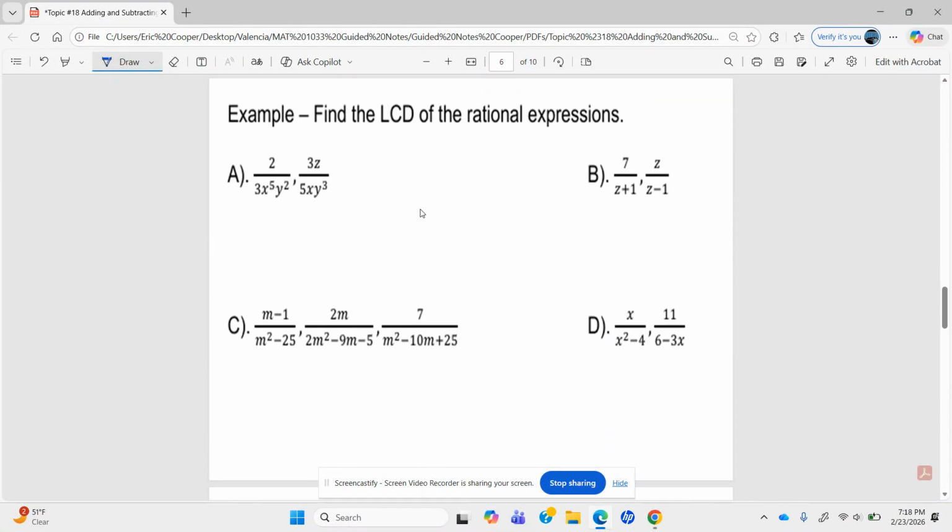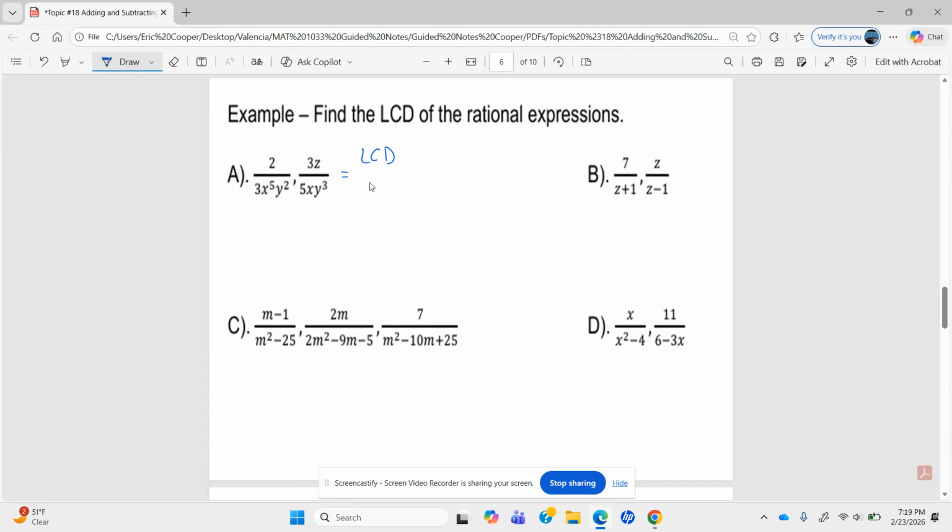Here are some examples. Here on letter A, both of the denominators are monomials. When we work with monomials, we're looking basically for the ones that have the most when it comes to the variables, and then we're looking for the numbers that both 3 and 5 can go into. So LCD-wise, 3 and 5. What is a number that both 3 and 5 can go into?